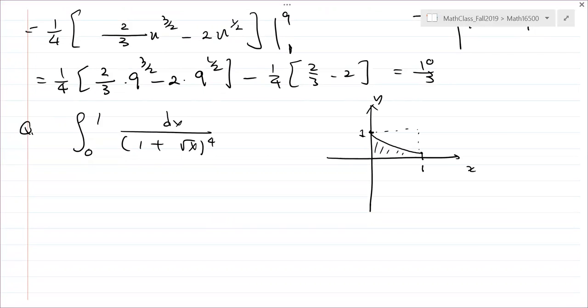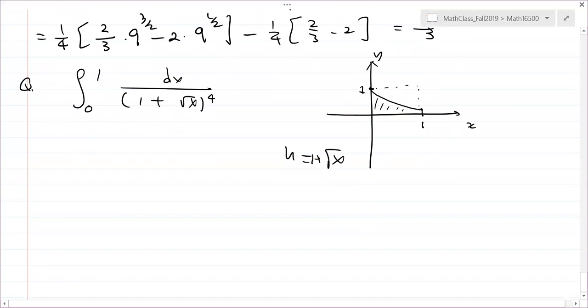Okay. So what substitution are we going to use? 1 plus square root of x is in the denominator. So you have to make a choice: let u be the square root of x, or 1 plus the square root of x. If you let u be the square root of x only, then you still have to deal with 1 plus u to the 4th power in the denominator, right? It's not good. So it's better to consider u as 1 plus the square root of x, so one single power function in the denominator.